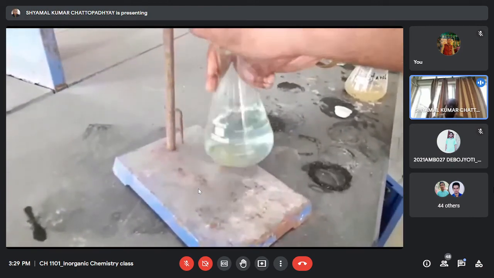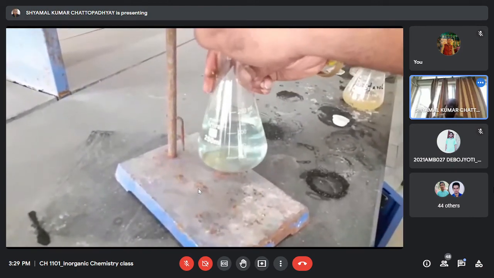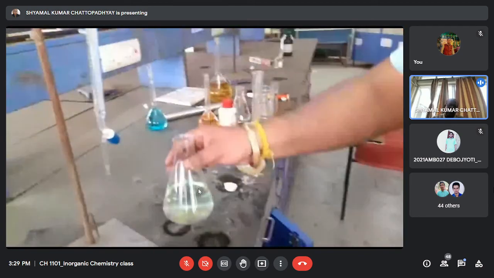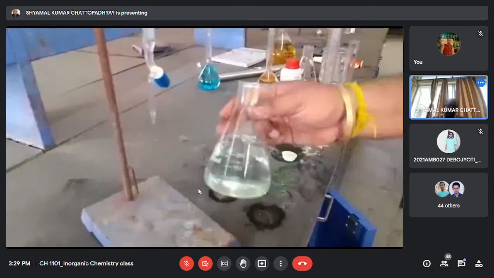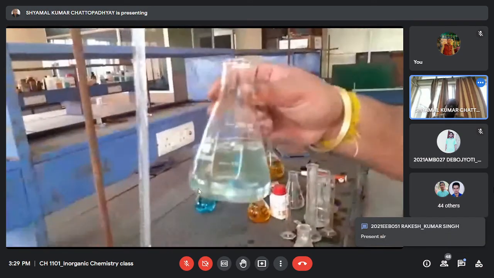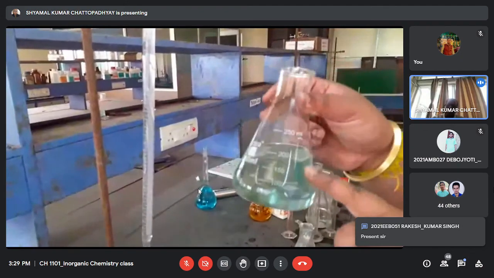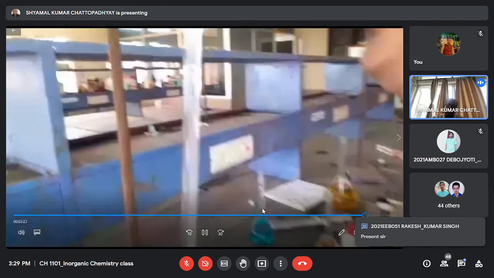So you see, this is the endpoint color, a very light green color, because the chromium blue color has completely vanished and we get the endpoint color. This is the endpoint color of titration and we take the burette reading.